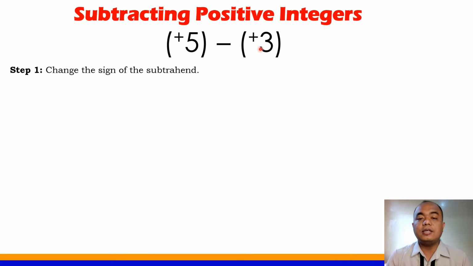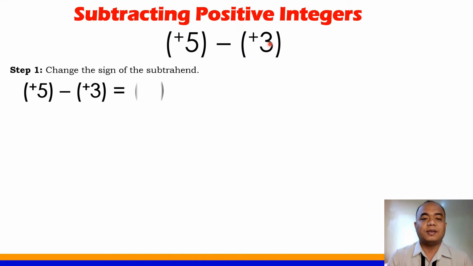So yung sign dito ng subtrahend natin ay positive. So i-change natin ito to negative. So it will become negative 3. Okay, so positive 5 remain or you copy and then negative 3 na. So take note, the first step, from positive 3, naging negative 3. That is the first step. Change the sign of the subtrahend.